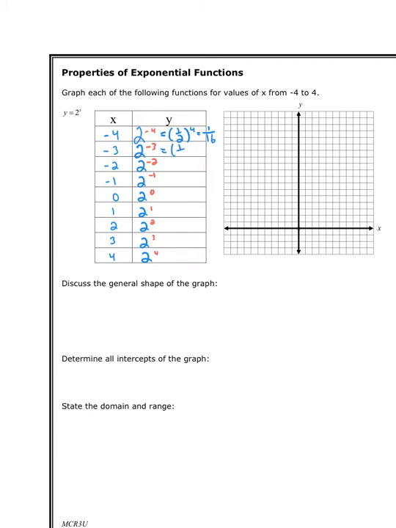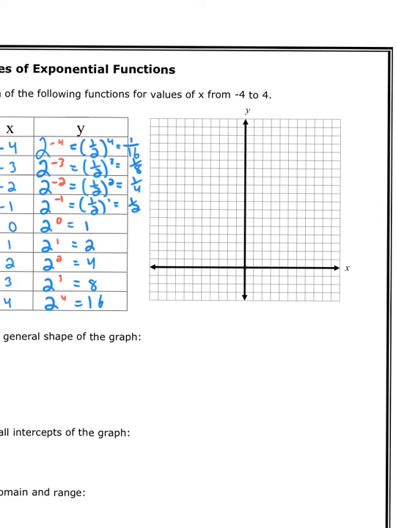So the next would be the reciprocal, which is 1/2 to the exponent +3, which is 1/8. The next would be 1/2 to exponent +2, which is 1/4. The next would be 1/2 to the exponent +1, which is 1/2. The next, 2 to the exponent 0 is 1. 2 to the exponent 1 is 2. And then 4, 8, and 16. So this is more than enough points to see the general shape of the graph.